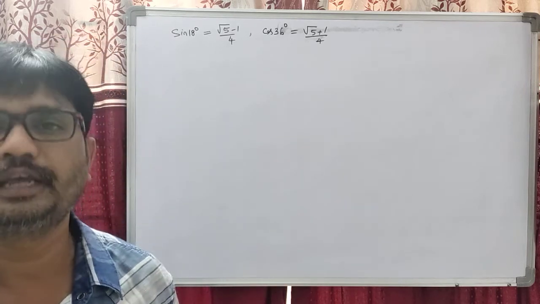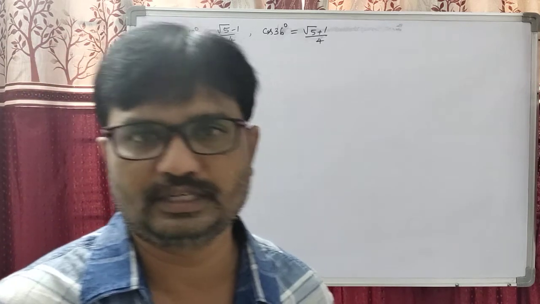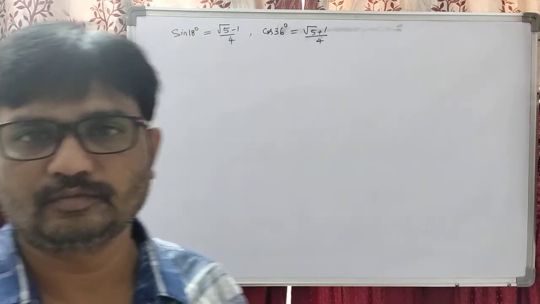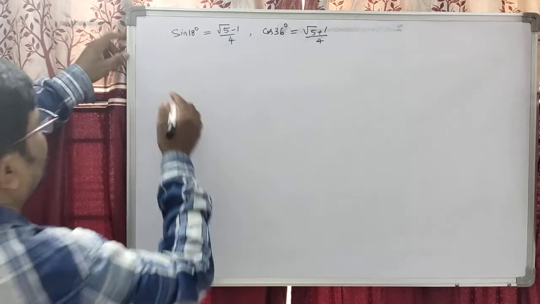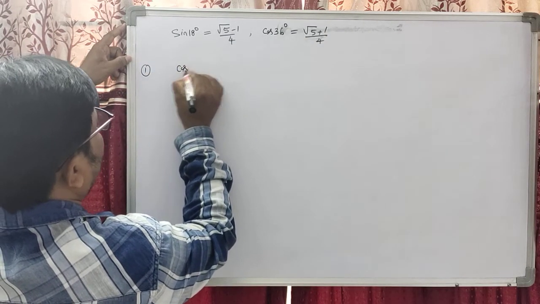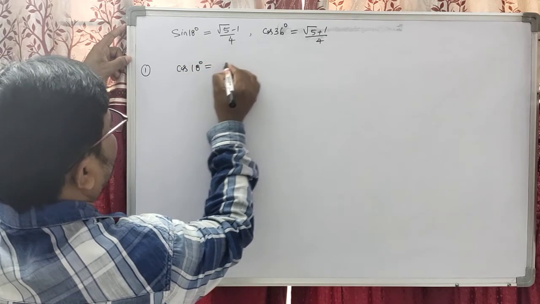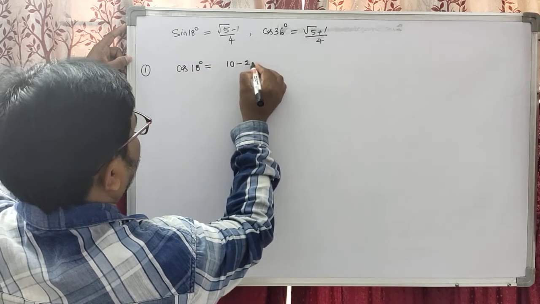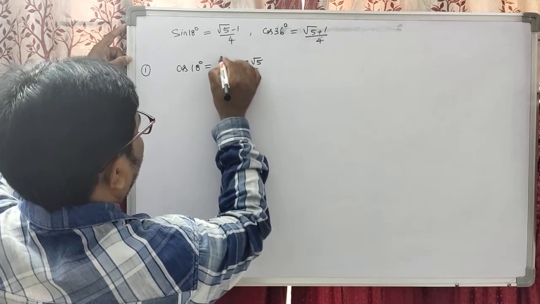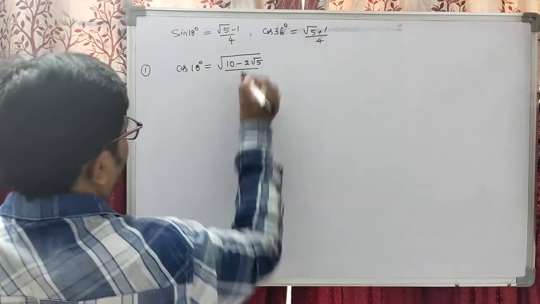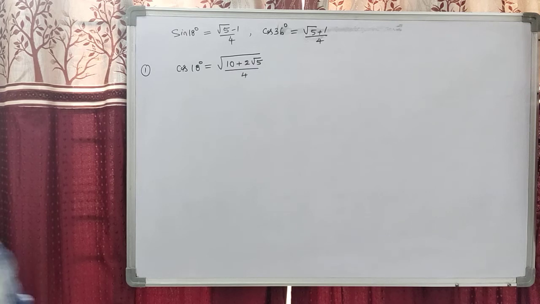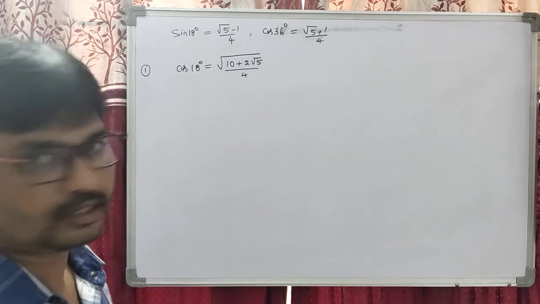Okay, students. Today we are going to discuss first cos 18 degrees. The value of cos 18 degrees is root of (10 plus 2 root 5) by 4. What is it, students? The cos 18 is root of (10 plus 2 root 5) by 4.